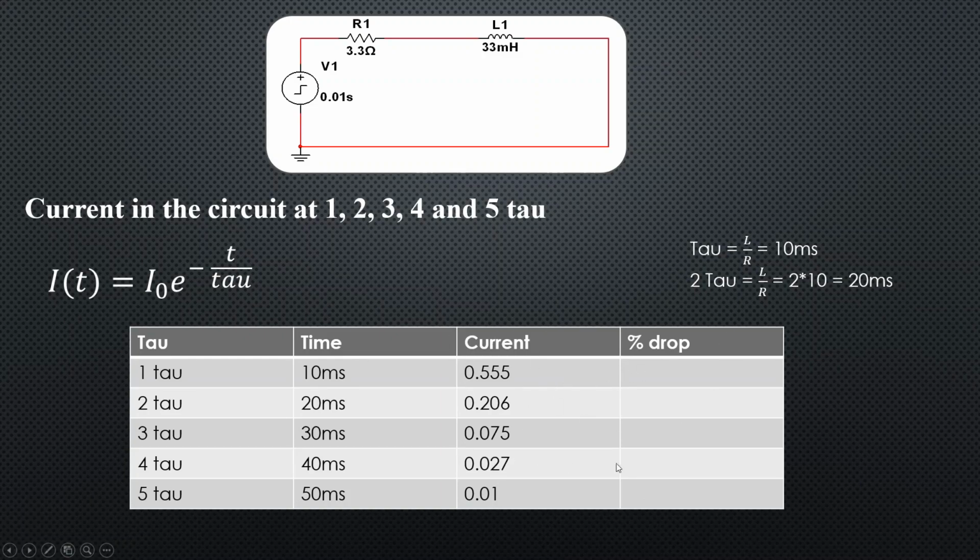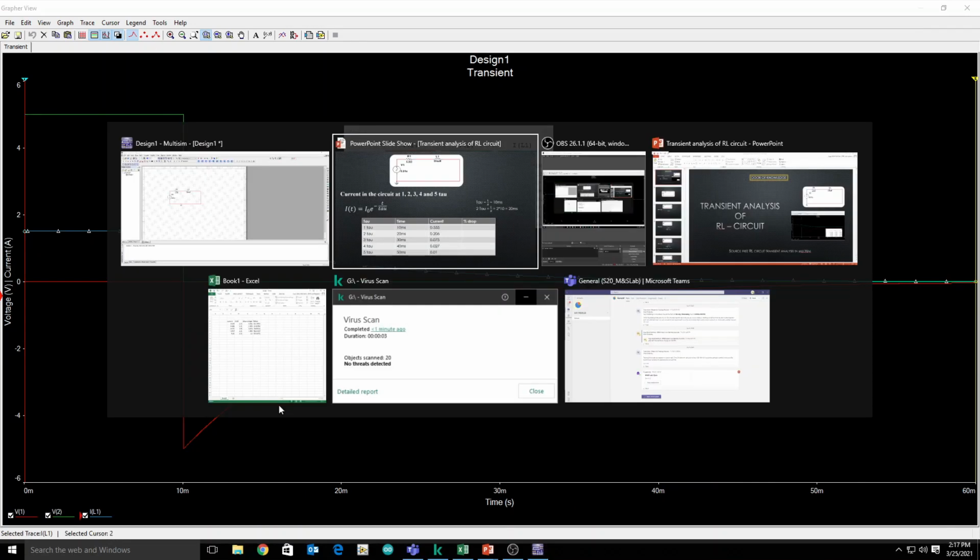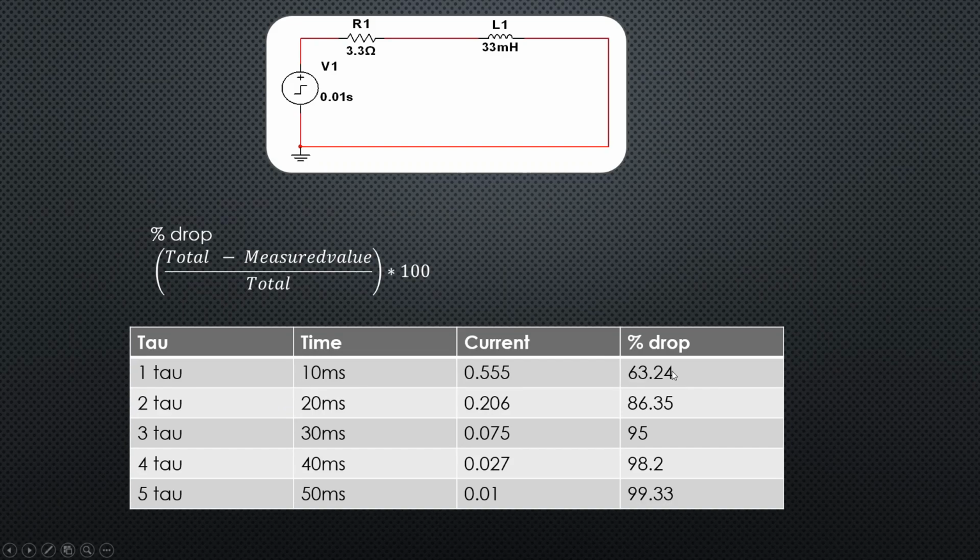Now we have to calculate the percentage drop. We just measured this value from the graph. From the graph you can see the current started from 1.51 ampere and ended at 10 milli at 5 tau. The percentage drop can be calculated through this formula: the total value, 1.51 ampere, minus the measured value 0.555, divided by 1.51, into 100. The percentage drop is 63.24.